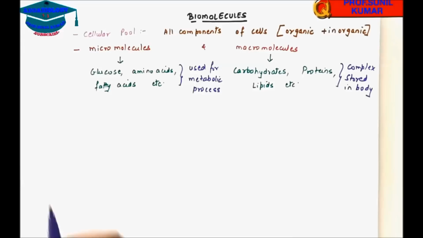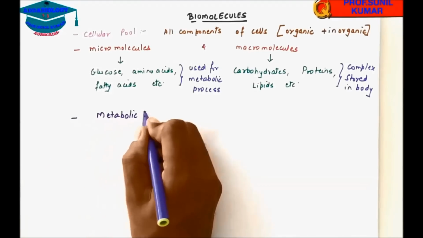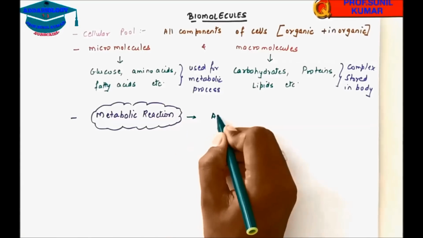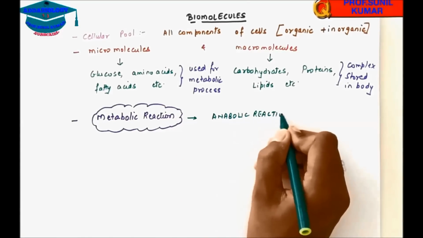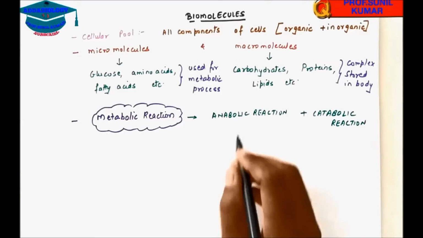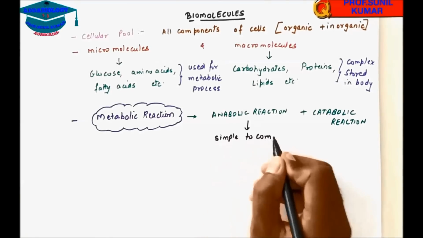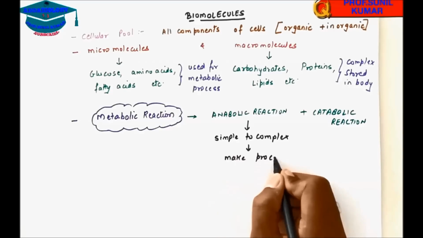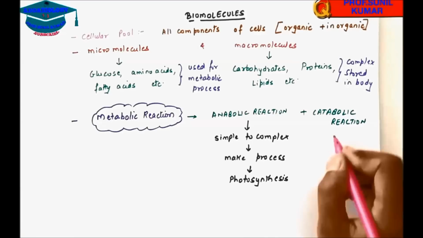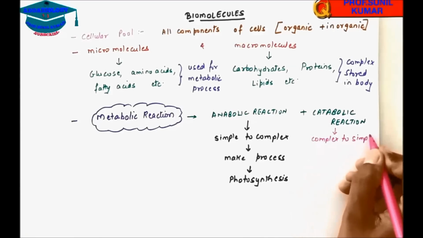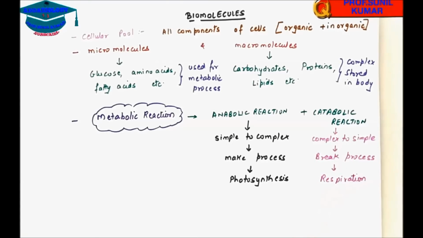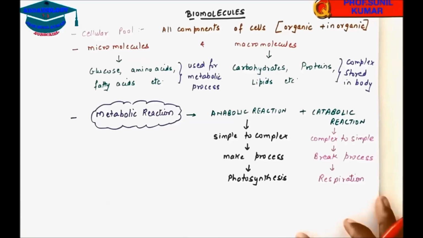We need to understand one word called metabolic reaction. It is anabolic reaction plus catabolic reaction. Whenever we talk about anabolic reaction, it simply means going from simple to complex. That is, it's a make process. Example, photosynthesis, where glucose is prepared. Catabolic reaction is complex to simple, so it's a break process. An example is respiration, where glucose is broken down to give ATP.